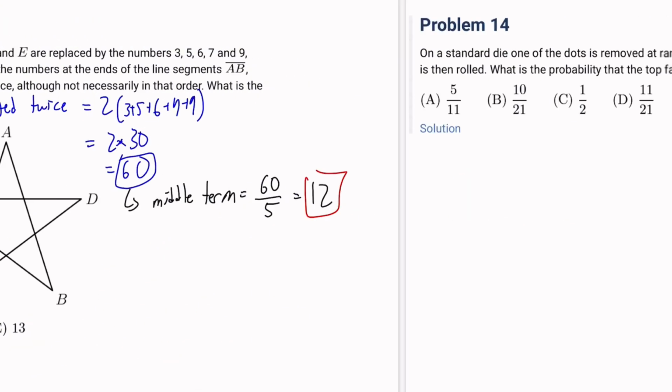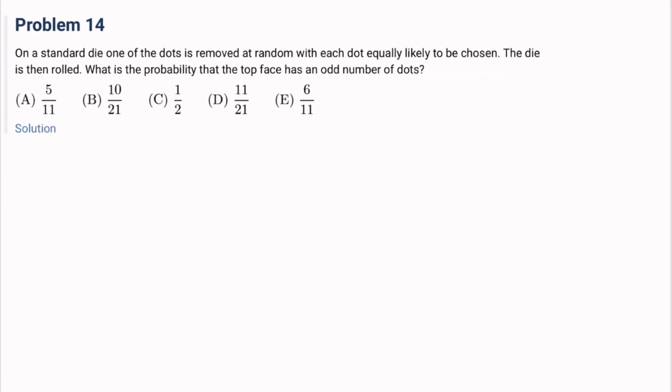It's D. Number 14, on a standard die, one of the dots is removed at random with each dot equally likely to be chosen. The die is then rolled. What is the probability that the top face has an odd number of dots? Okay, so let's first see the whole number of dots. So the sum from 1 to 6, 1 plus 2 plus 3 plus 4 plus 5 plus 6, this is just 7 times 3, right? So this is equal to 21 dots in total, right?